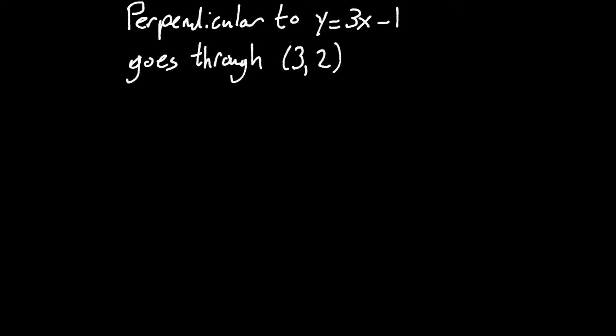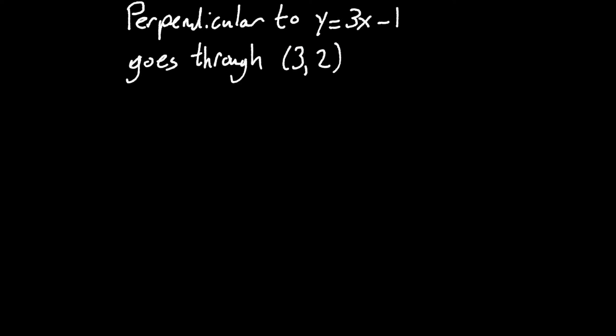Now this is an example of a question you might see on homework when we're dealing with the slopes of parallel and perpendicular lines. Let's say that we have the line y equals 3x minus 1, and we want to create the equation for a new line. And that new line wants to be perpendicular to the original, so they want to create a 90-degree angle when they cross, and we want it to go through this point.